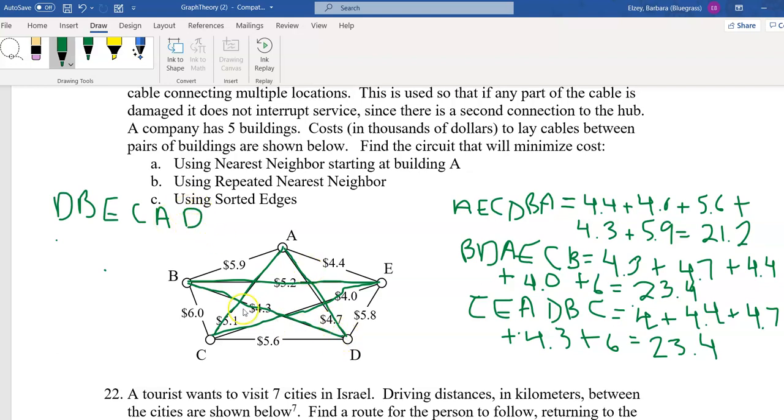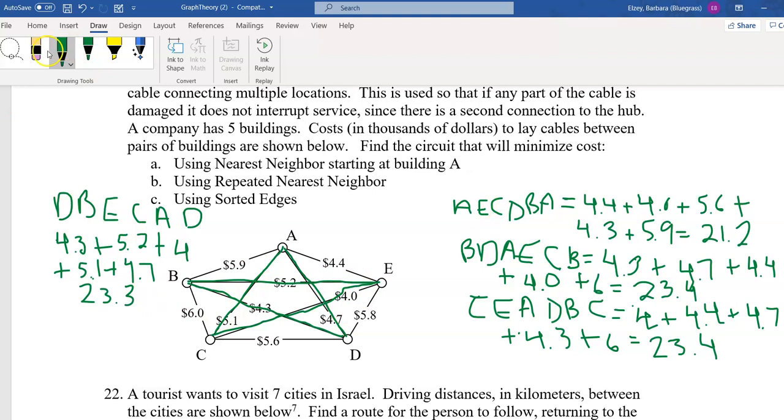All right, so D to B was 4.3. B to E was 5.2. E to C was 4. C to A was 5.1. And then finally A to D was 4.7. And let's see what that is. And this one gives us 23.3, so it's shorter than those other 2, but it's not shorter than the first one we did.